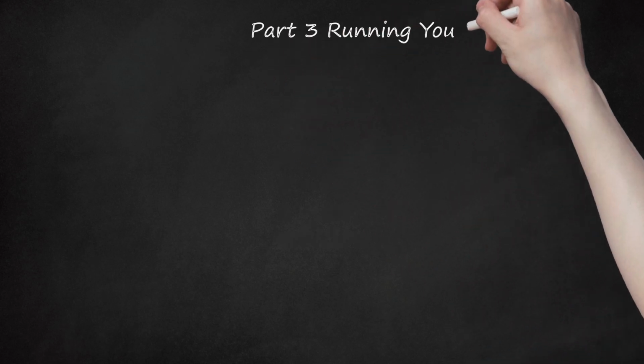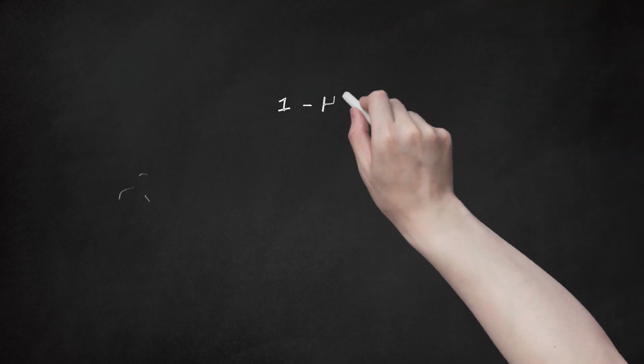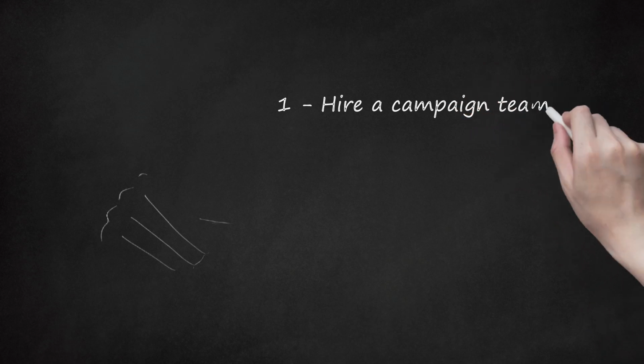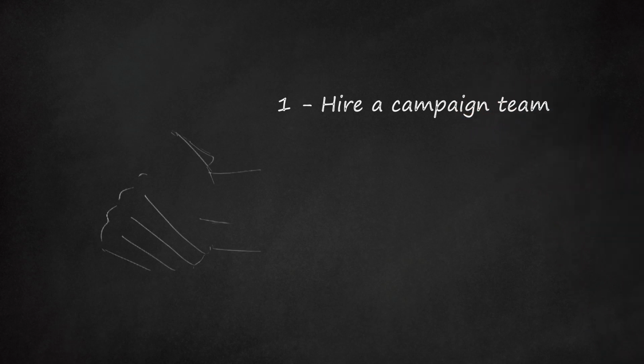Part 3. Running your campaign. 1. Hire a campaign team. As soon as you become a candidate, if not before, you need to begin assembling a group of individuals to help you run your campaign. Start by filling in key positions and then build where help is most needed. To start, you need to hire the following individuals.